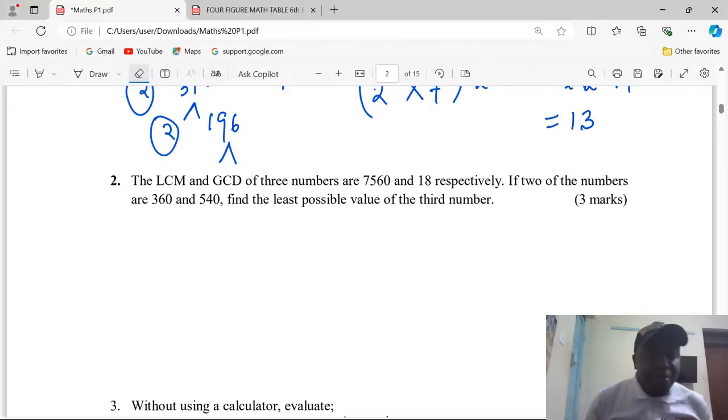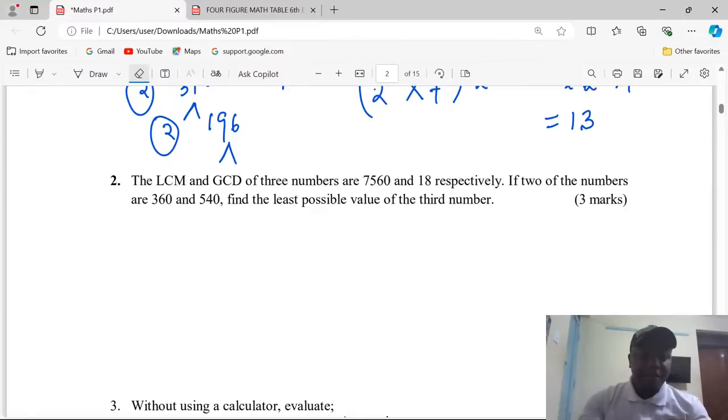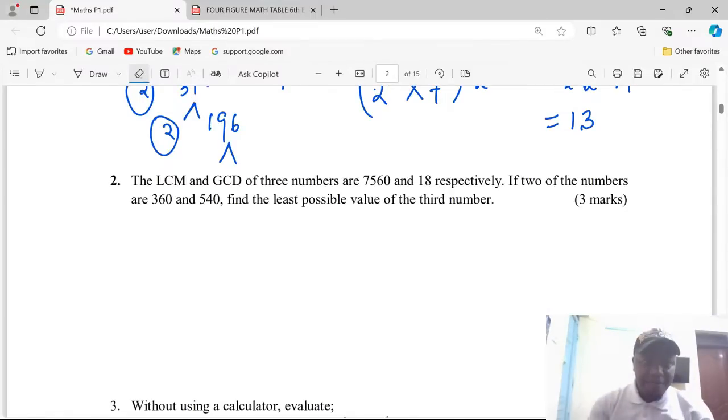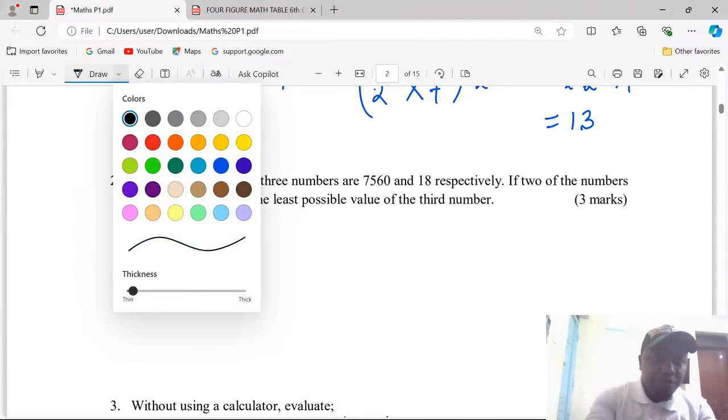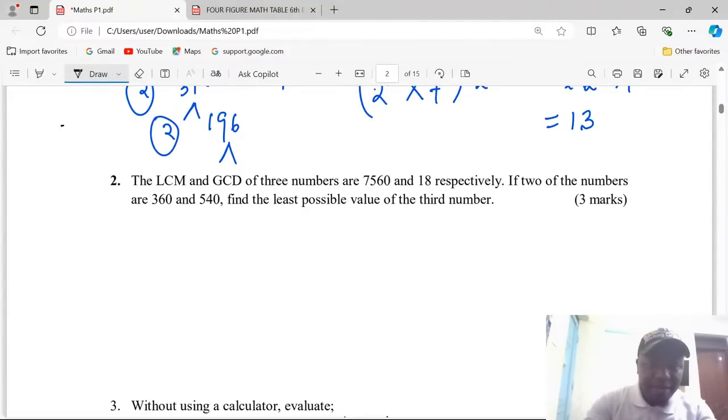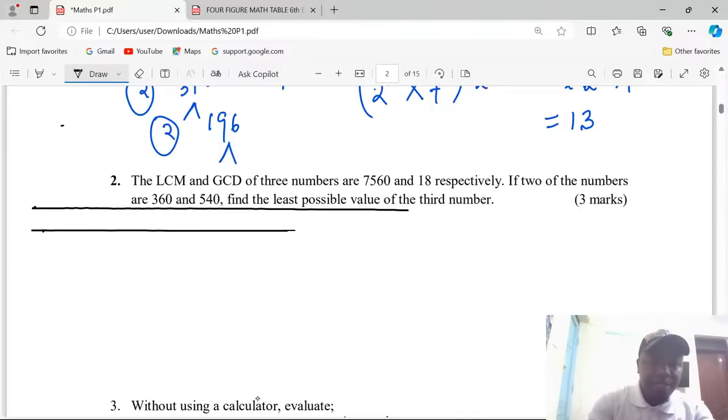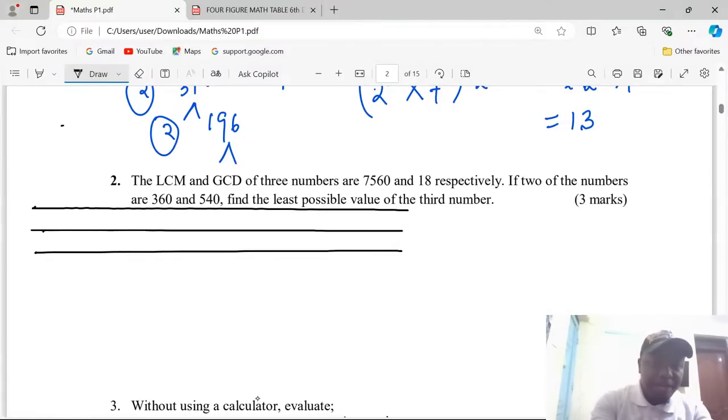There can be very many approaches to this question, but I recommend people to use the factorization method. Just factorize everything which has been provided in this question. For example, we can begin with the LCM, then the GCD, then you also factorize all the other numbers which have been provided. Let me show you how I'm going to do it. I will draw a simple table here showing every number expressed in prime factors.